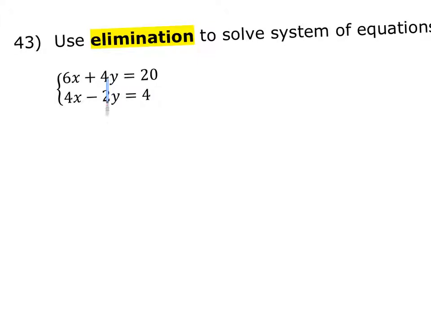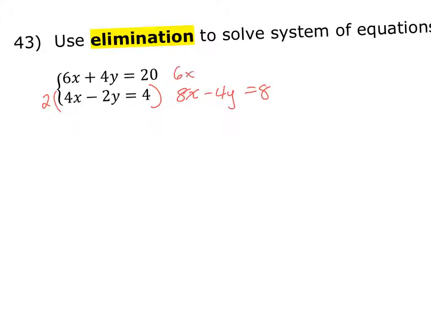With this one, it's a little different than the one right before because in order to eliminate a variable, I'm going to have to multiply one of the two equations, or both equations, by some value so that I could get canceling numbers. Looking at this, the easiest variable to eliminate would be the y because I have a positive and a negative already. I can multiply this bottom equation by 2. That would give me 8x minus 4y equals 8.